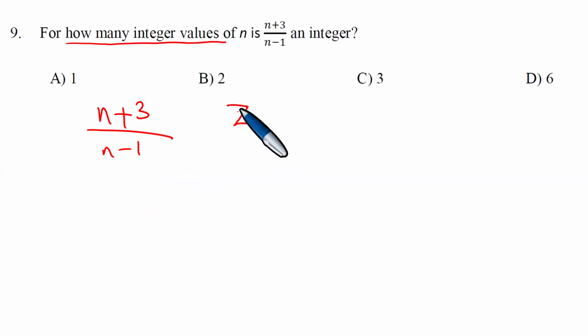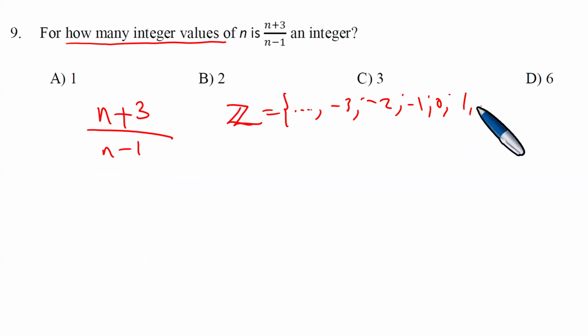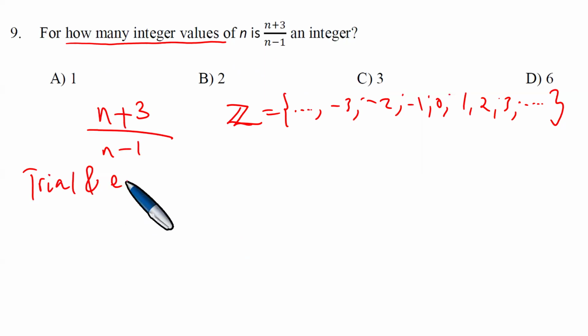What are the integers? First and foremost, integers are minus 3, minus 2, minus 1, 0, 1, 2, 3. We can put 4 and so on, 5 up to 100, up to a billion, 1,000, whatever. But the question is saying, for how many integer values of n is this an integer? So what do we do? Okay, we need to do this by trial and error.